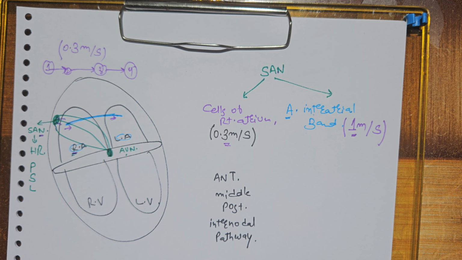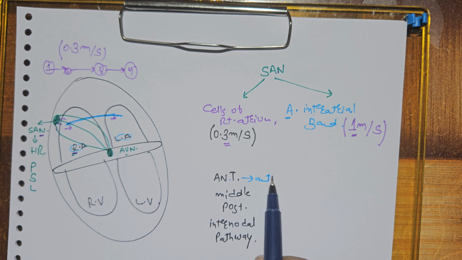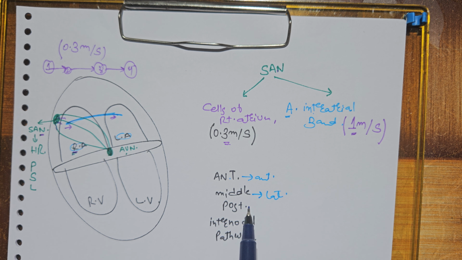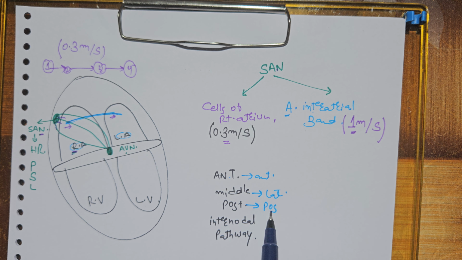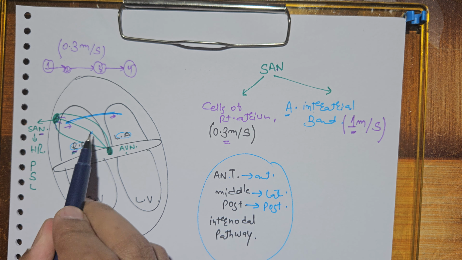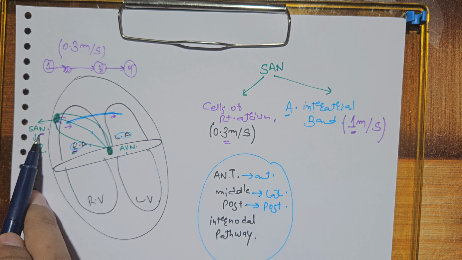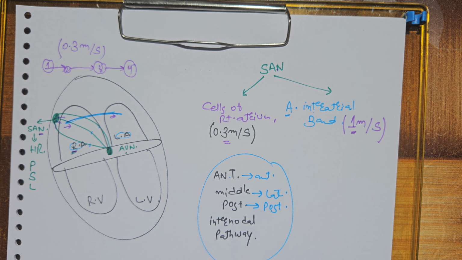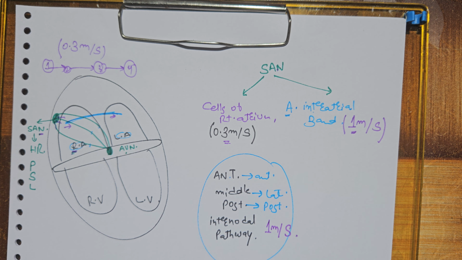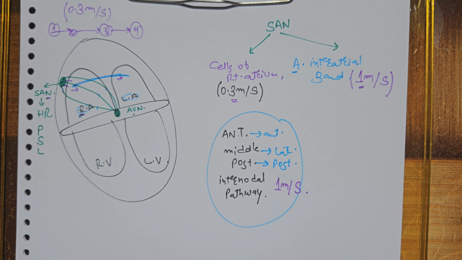Is that clear? This anterior internodal pathway is located in the anterior wall of the atria. This middle is located in the lateral wall of atria, and this posterior is located in the posterior wall. So through these three bands, impulses go from sinoatrial node to the AV node. Is that clear? And the speed of the impulse in these three pathways is also 1 meter per second. Is that clear?